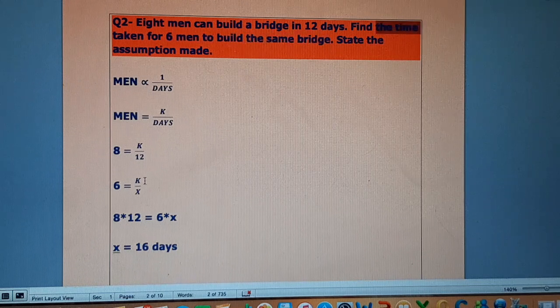Let's suppose the time taken for the 6 men is x days. From here the value of k will be 6 into x. Now here the value of k is 8 into 12. Here the value of k is 6 into x. Equate both the values of k. 8 into 12, this is k, is equal to 6 into x. This is also k. So from here you can find the value of x, that will be 16 days.